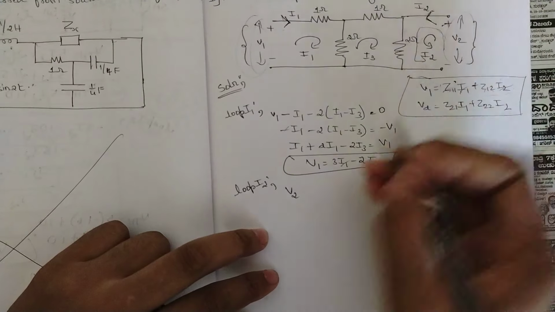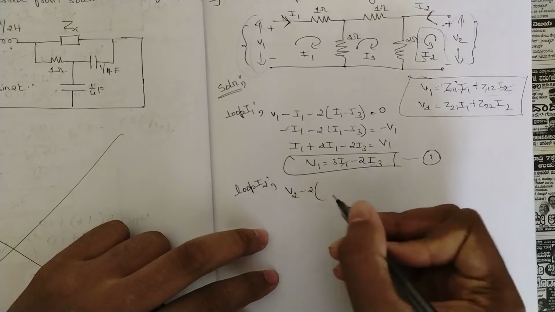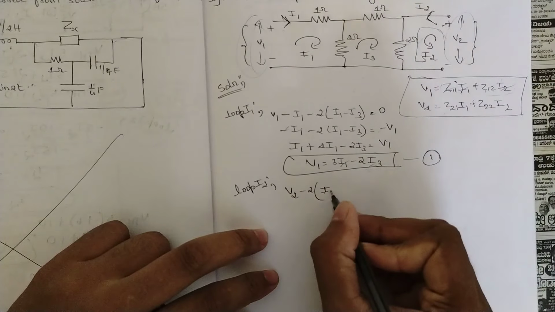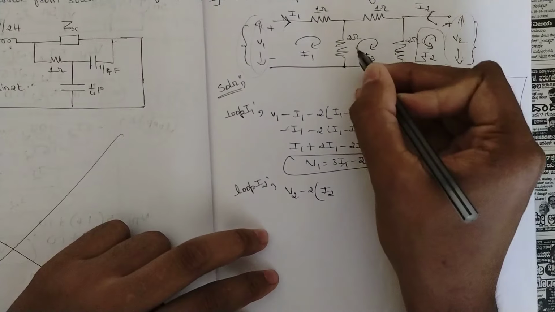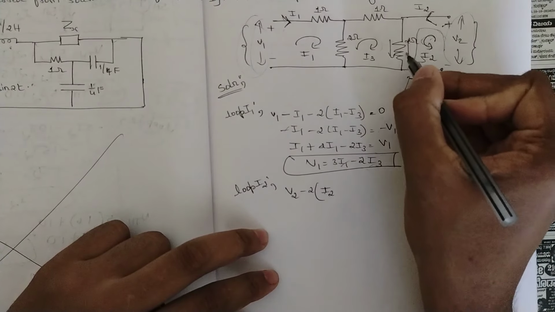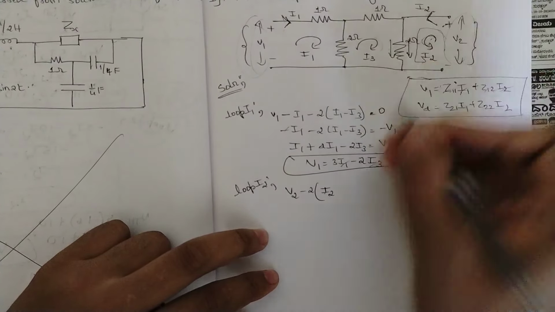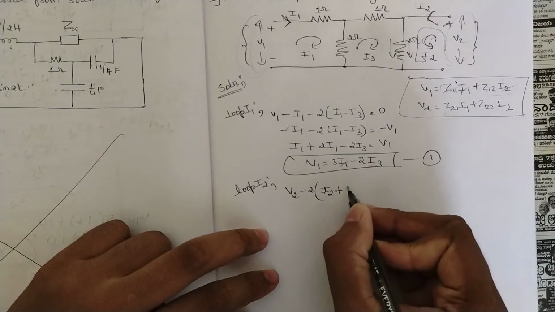Then we have minus 2 into I2. Then here we can see that the directions are in the same direction. You can see it on both sides. It is not the opposite. So we cannot write minus now. We should be writing plus.